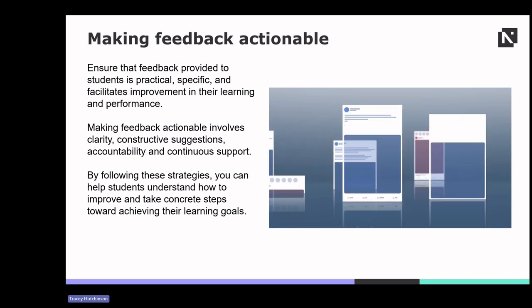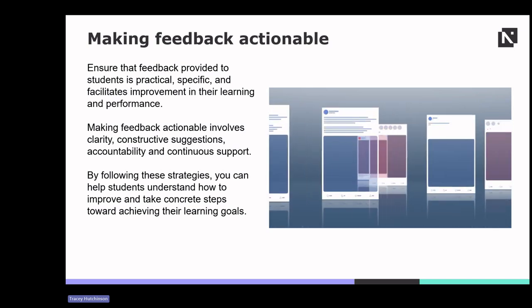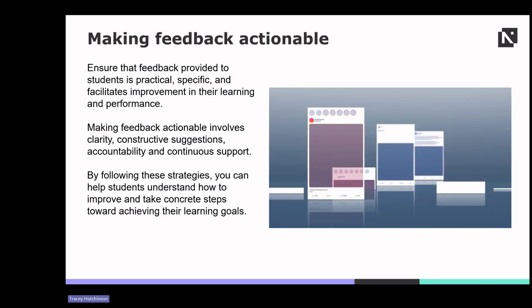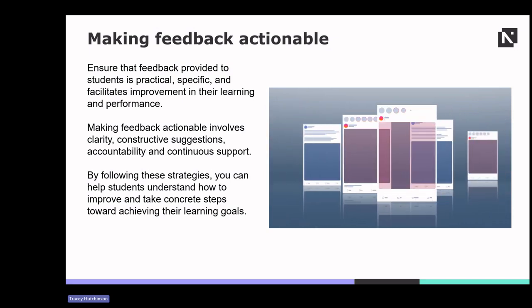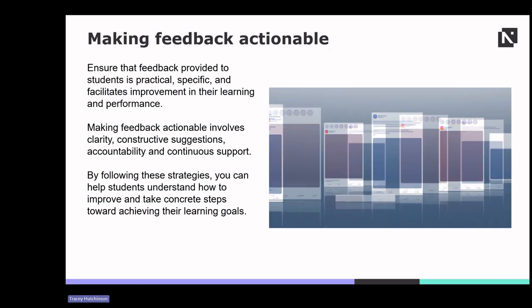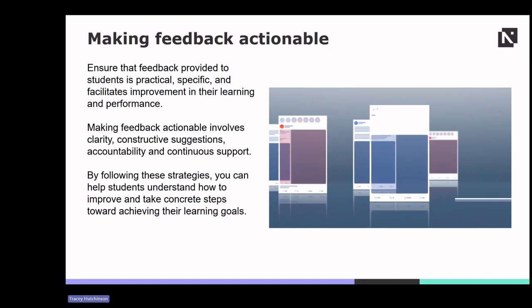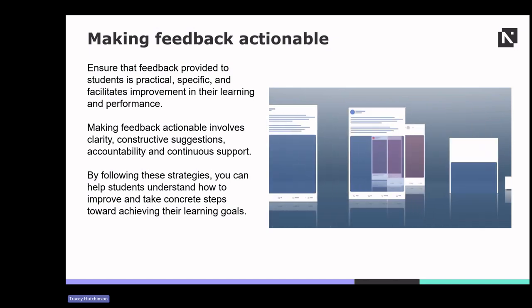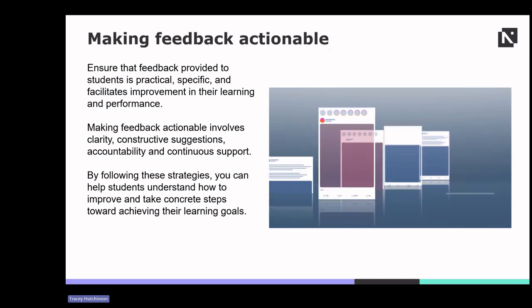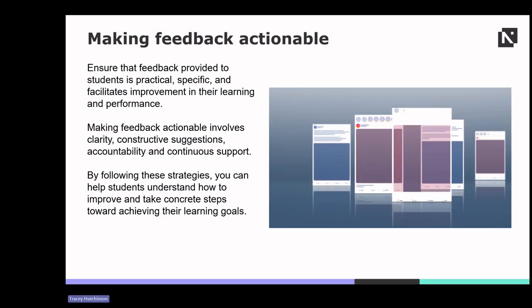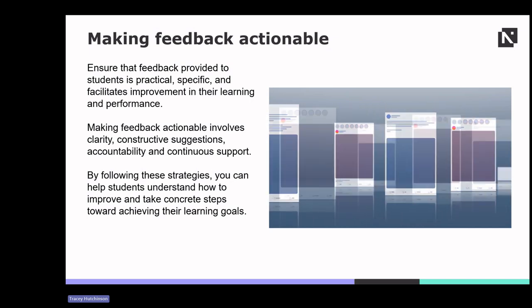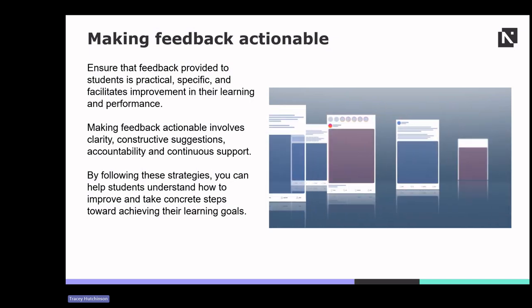So how do we make feedback actionable? And this is another key area. So this is about it being practical, specific. As I mentioned earlier, that success criteria. Is it SMART? Is it clear and specific? How is it actionable? How are you giving constructive suggestions? How are the students accountable for this? And where are you going to continually support them? By following these strategies, you can help students understand how to improve and take concrete steps towards achieving their learning goals.